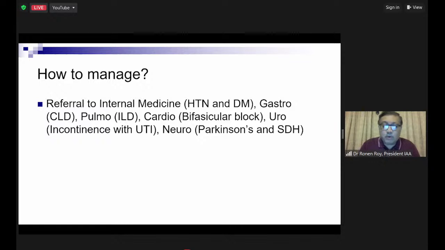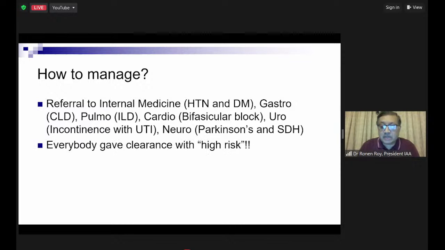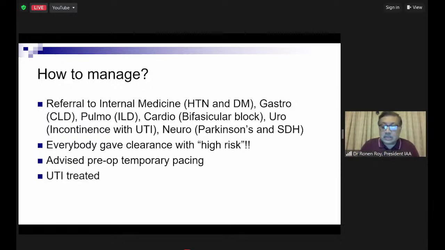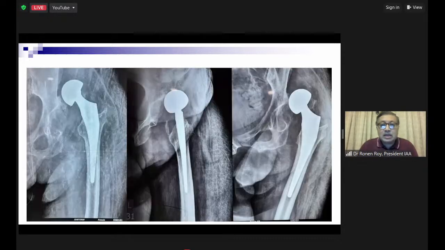And that's the problem of working in a tertiary center. Everyone gave clearance with high risk. The only other additional thing was that she was advised preoperative pacing, and the existing UTI was treated and she was deemed fit for surgery. So these are her x-rays. And my question before you is, what do you think has happened, and how would you manage?